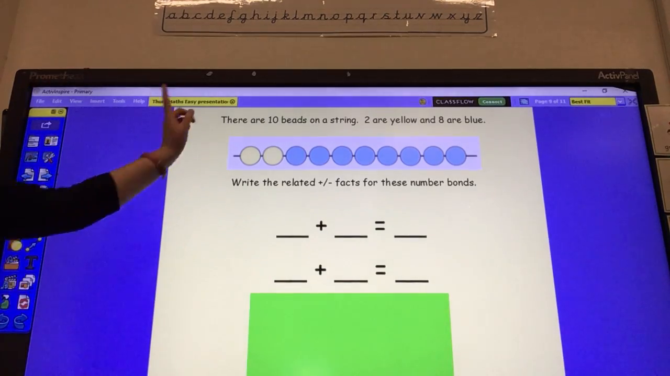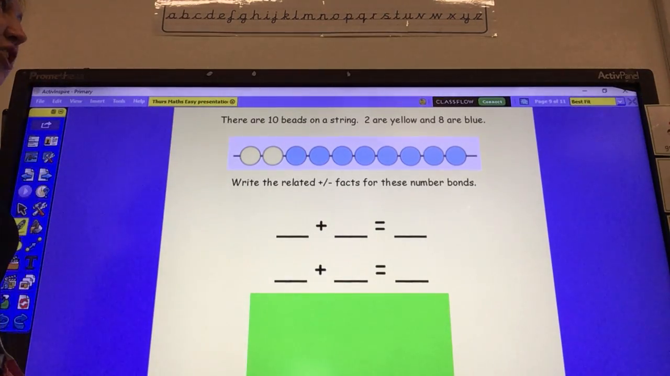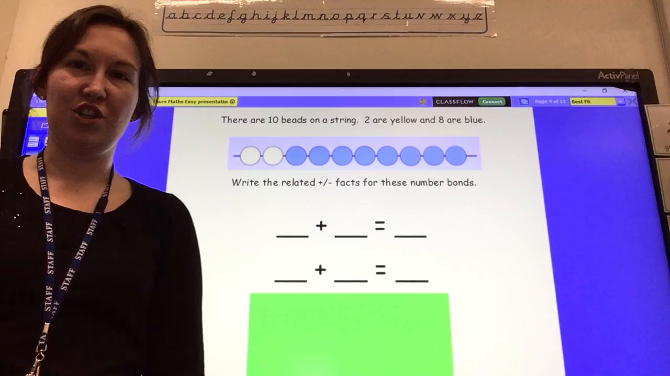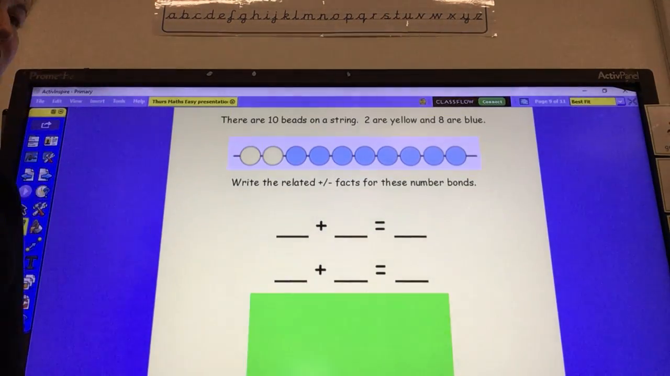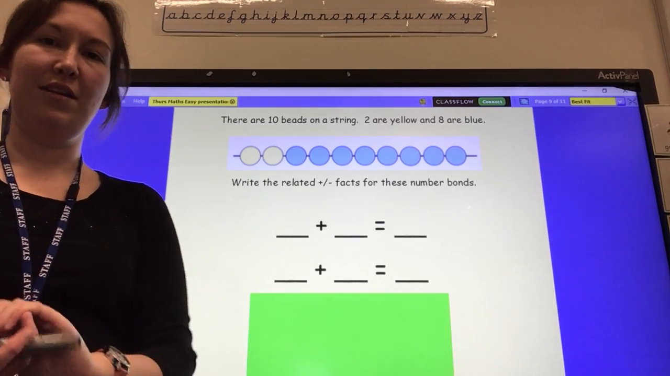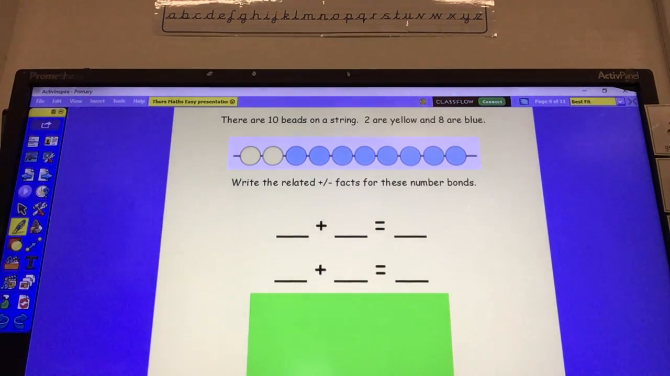So, there are 10 beads on a string. 2 of them are yellow and 8 of them are blue. Write the related addition and subtraction facts for these number bonds. So, pause your video there and solve the answer. Let's solve the problem.